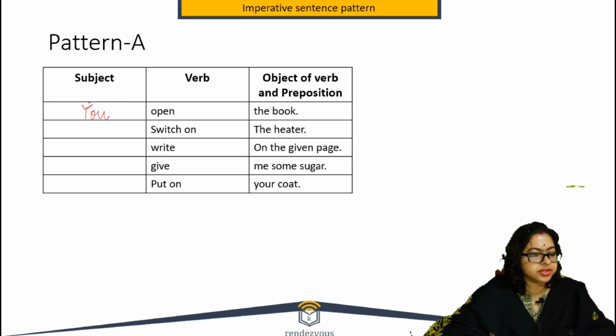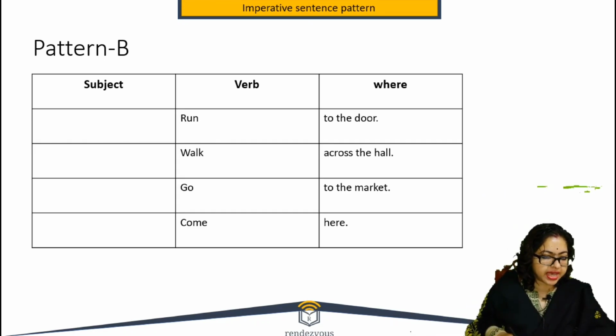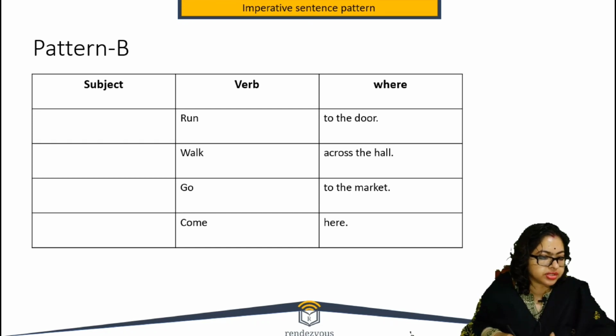Okay, now coming to pattern B. For pattern B, we have again implied or implicit subjects. It mustn't be written or said. It is there, but it is not seen. It is implicit and implied. So the sentence explicitly starts with verb and then where. For example, run to the door. Run where? To the door. Walk across the hall. Go to the market.